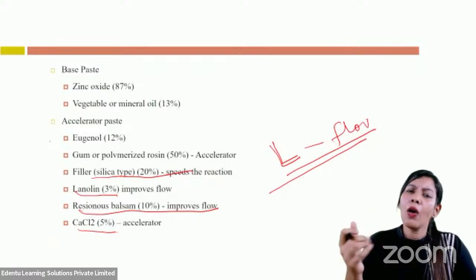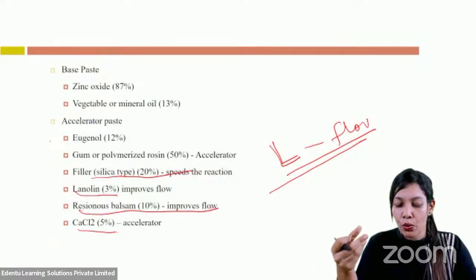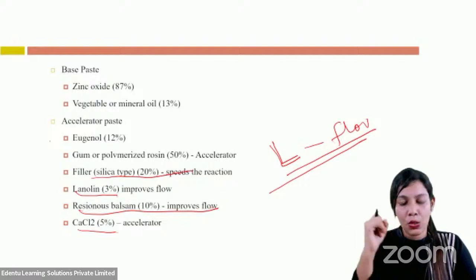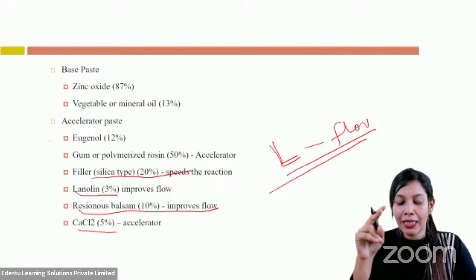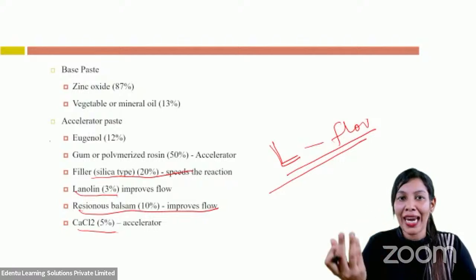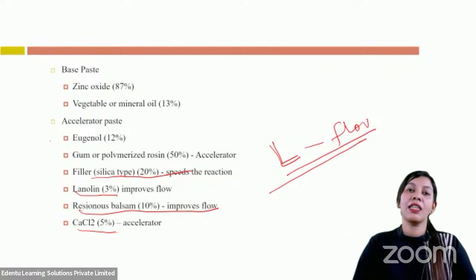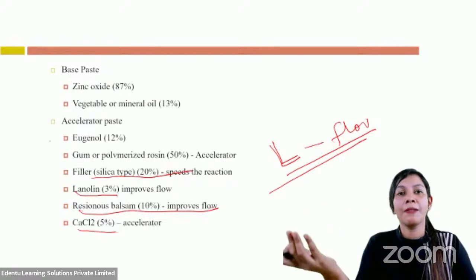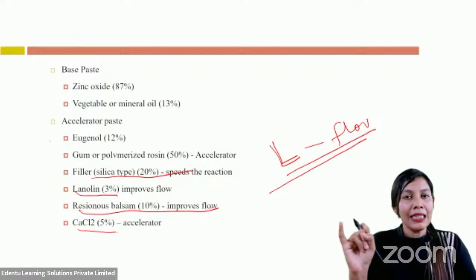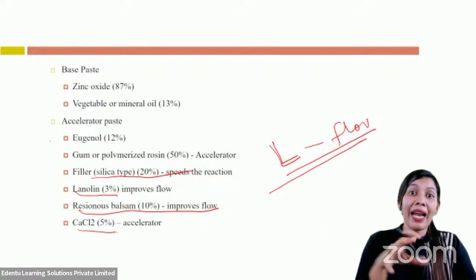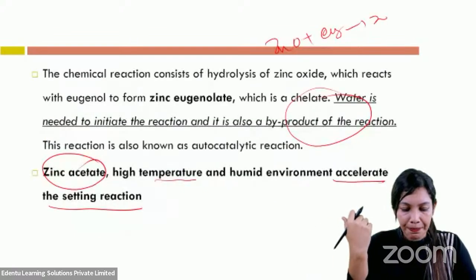It will set fast. How can we slow down the setting reaction of zinc oxide eugenol? Just cool the glass slab. That is one. Second, add a small amount of glycerin. Those are two important things by which we can delay the setting reaction of zinc oxide eugenol. These are the common questions that have been asked, along with the things that help accelerate the setting reaction. So one is the composition part. Second is what the materials are, how they accelerate, how they decrease the reaction. All these you need to keep in mind.